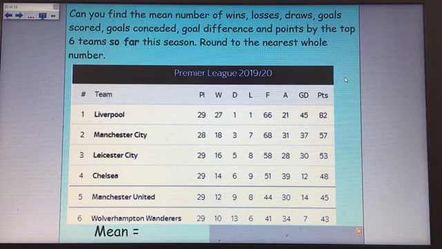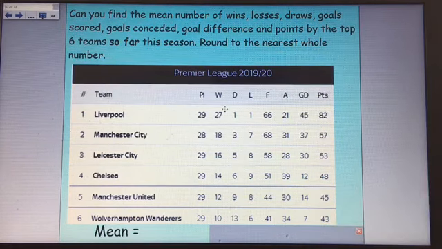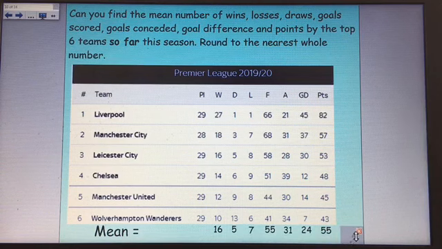So let's have a look at the top 6 teams. If we look at the wins, you'd have to add them all together, all these numbers together, and then divide by 6, and then round to the nearest whole number. So the mean number of wins by top 6 teams is 16. Same for draws, you'd have to add them all together and divide by 6, and so on and so forth. So here are the answers.